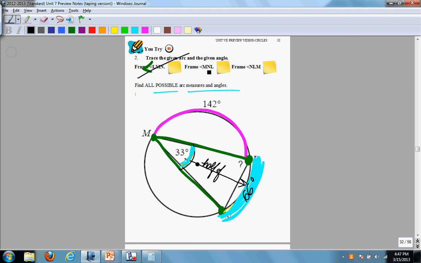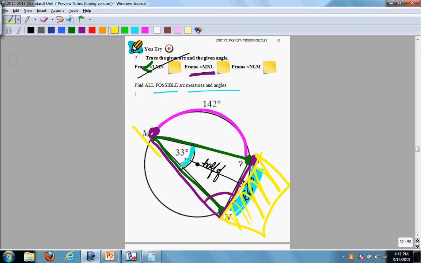Now we're going to frame MNL. Let me change colors here. MNL. We're going to do that in purple. Let's go M, N, L. Trace and sweep. There's that angle back there. Okay? So now frame that one like so. Put your post-its here. And put your post-its here.